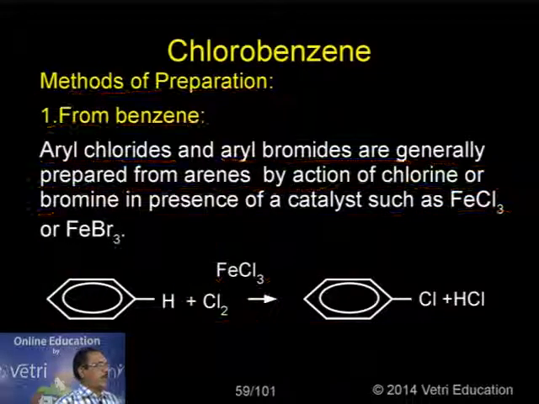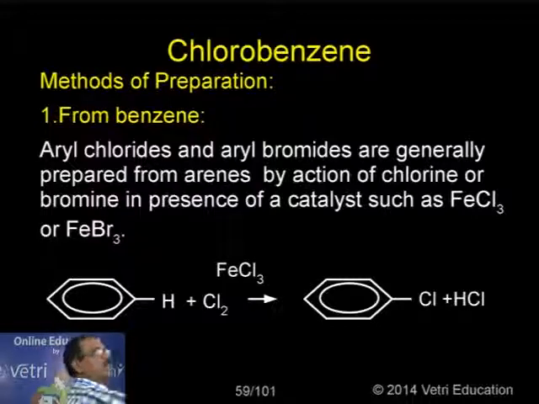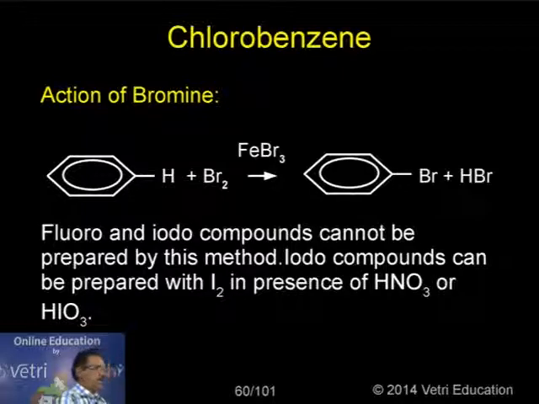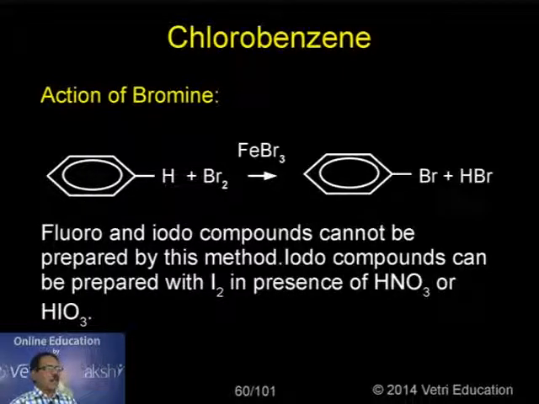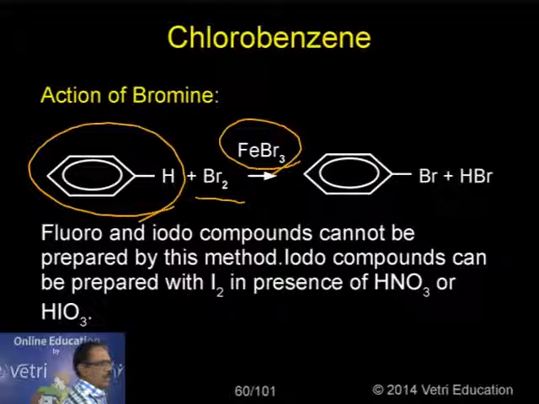This is the most important reaction that comes under halogenation. Okay, let me go to the next one. Suppose you want to get bromobenzene, simple. We take benzene, but instead of chlorine, we treat with bromine in presence of ferric bromide. You will get the corresponding bromobenzene along with HBr.